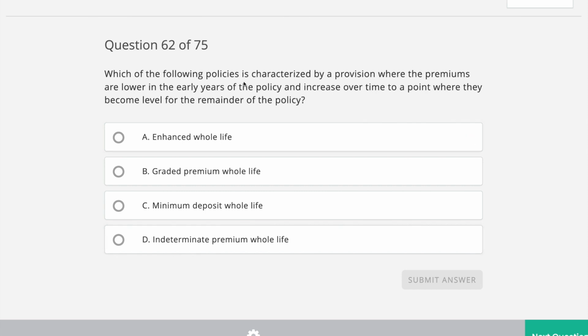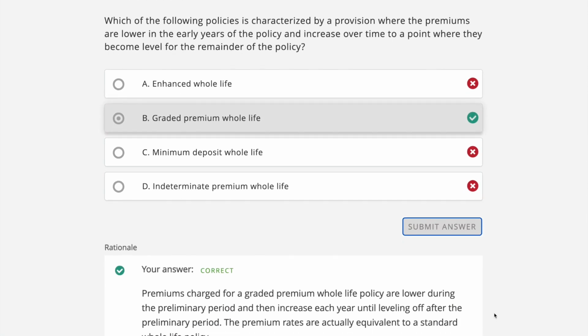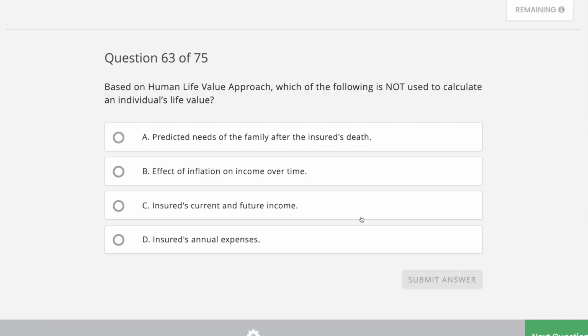Which of the following policies is characterized by provisions where the premiums are lower in the early years and then increase over time to the point where they become level? So this is a graded premium whole life. Got it. Read the rationale later on.